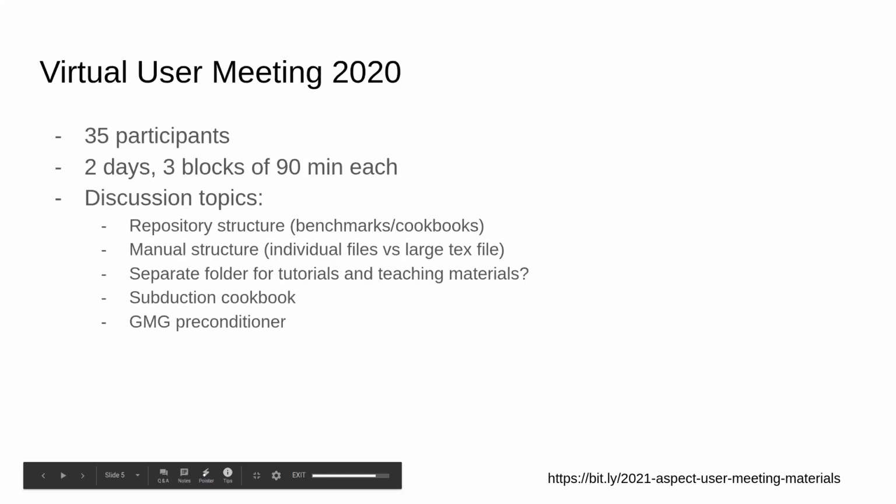And then at the last user meeting, we had quite a bit of talk about the GMG preconditioner, so the new Stokes solver in Aspect that was developed by Konrad, Timo's postdoc, and Timo. That is now part of Aspect and significantly faster than the current, or the old, Stokes solver, so to speak, but somewhat limited in which models can be run with it. So I'll get back to that in a few slides.